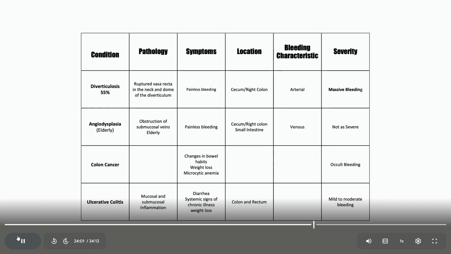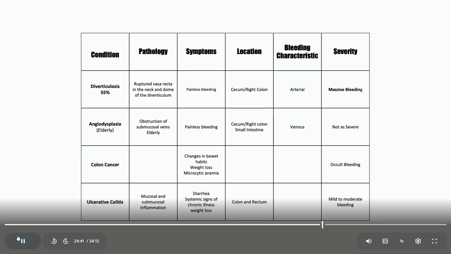Enumerated here are colonic conditions that will lead to lower gastrointestinal bleeding. First in the list is diverticulosis, contributing more than half of the cases at 55%. Clinical manifestation is characterized as painless bleeding, often with hypotension due to massive bleeding because of the arterial nature of the bleed. Angiodysplasia is often seen among the elderly, characterized as painless bleeding, often without signs of hemodynamic instability. The source of the bleeding is venous in origin.